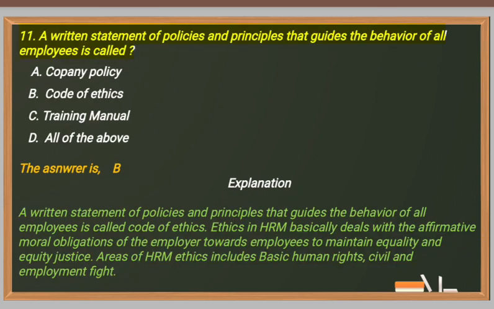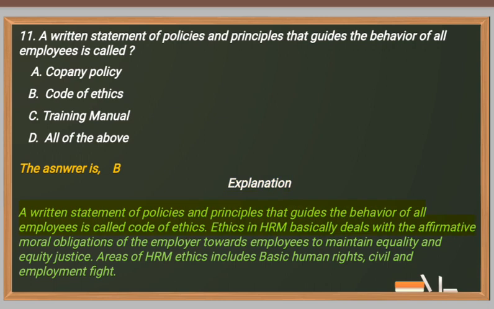11. A written statement of policies and principles that guides the behavior of all employees is called A. Company policy. B. Code of ethics. C. Training manual. D. All of the above. The answer is B. Explanation.